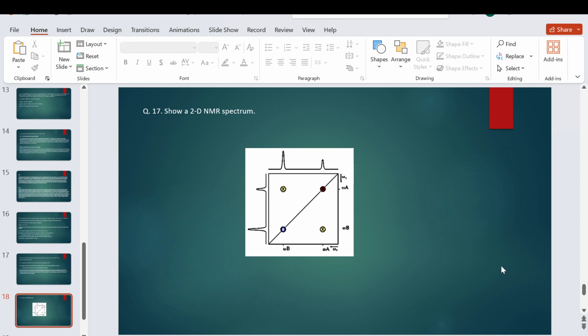The last question is, what is a 2D NMR spectrum? One hypothetical example has been shown here. The data are plotted on two axes, which are mutually perpendicular.